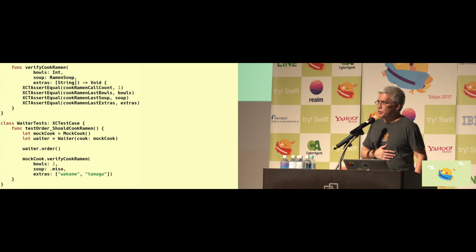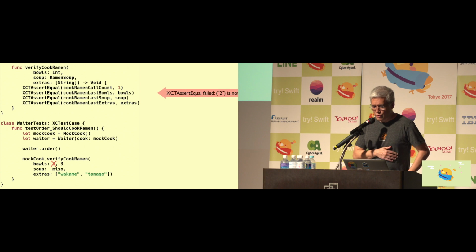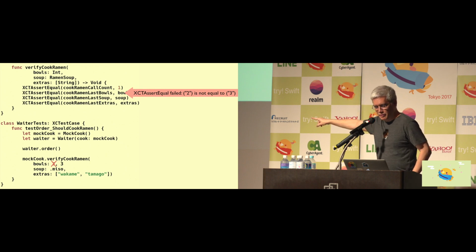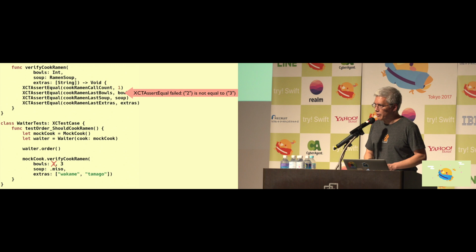But what does this do to error messages? Let's change the number of expected bowls from 2 to 3, just to make the test fail. The error we will get is that 2 is not equal to 3, and it will point to the failed assertion. It's pointing to the helper method, not to the test. This is a problem, especially with multiple tests calling the same helper method.